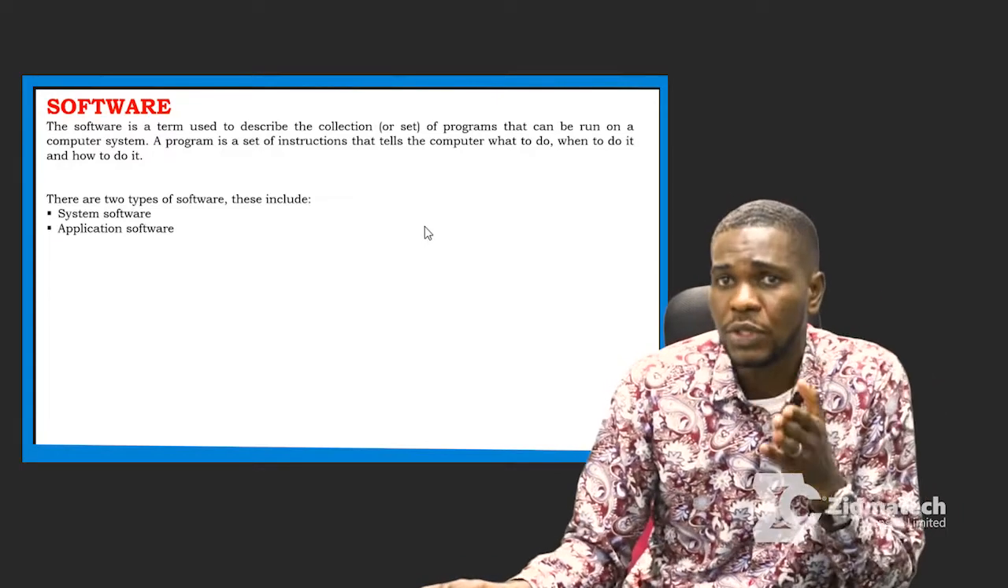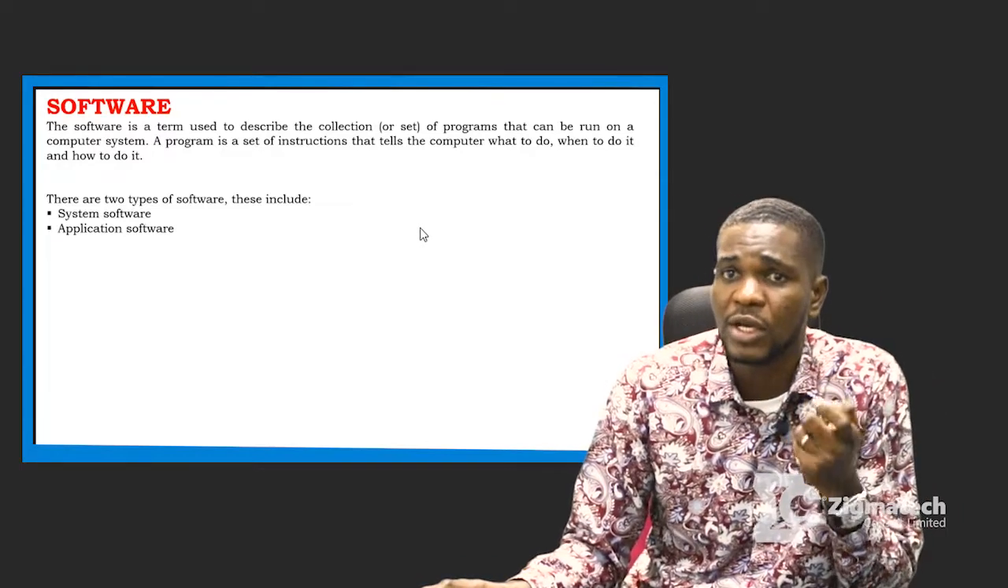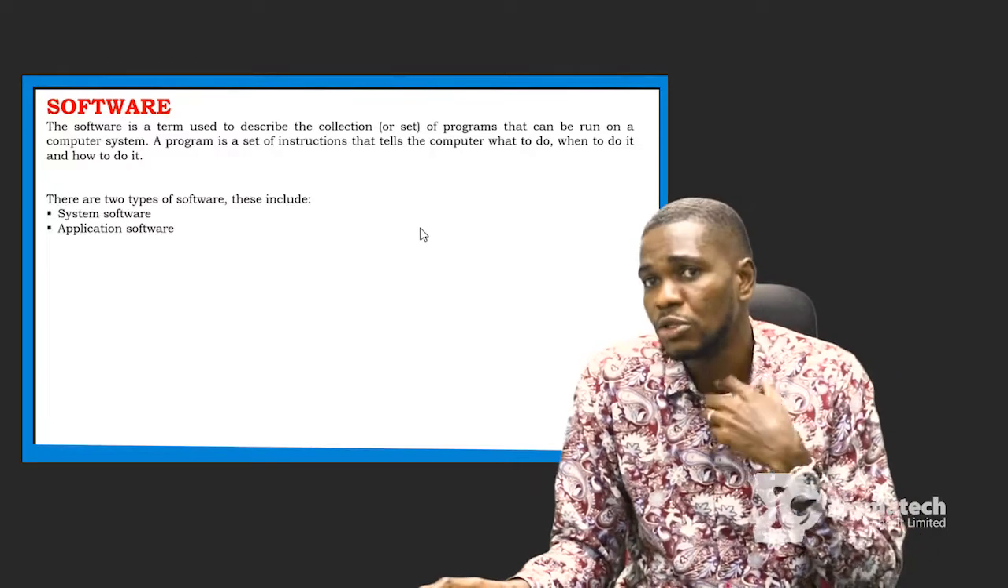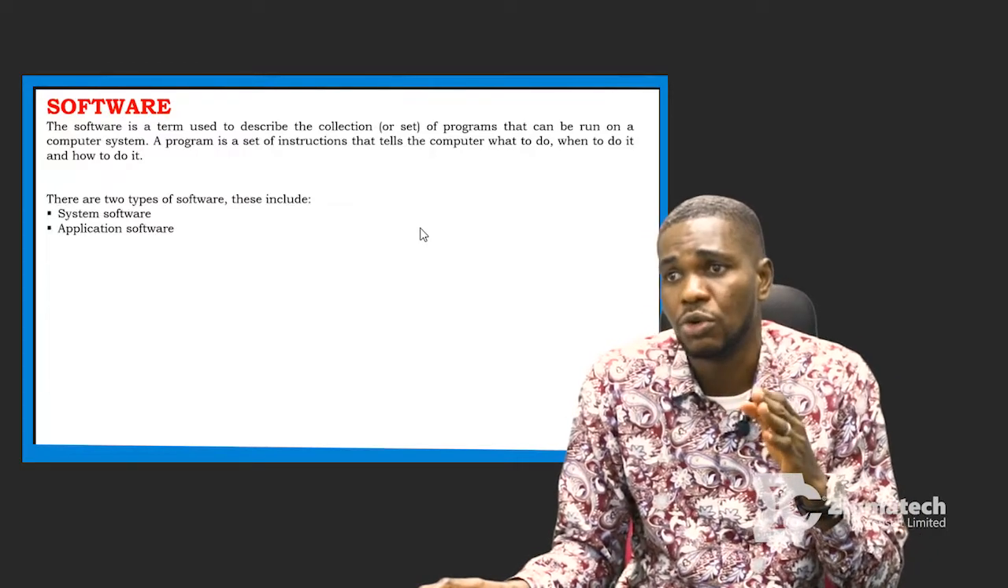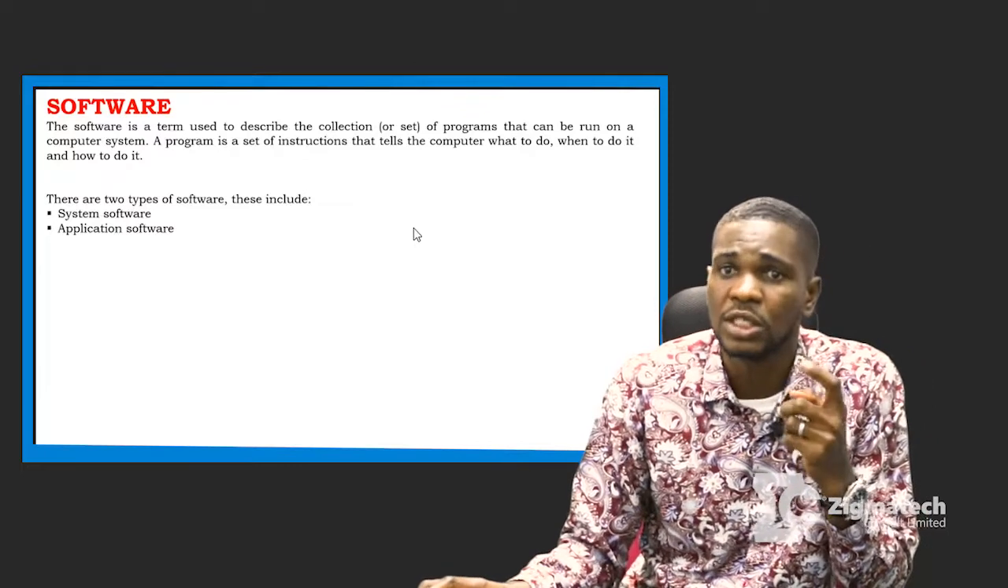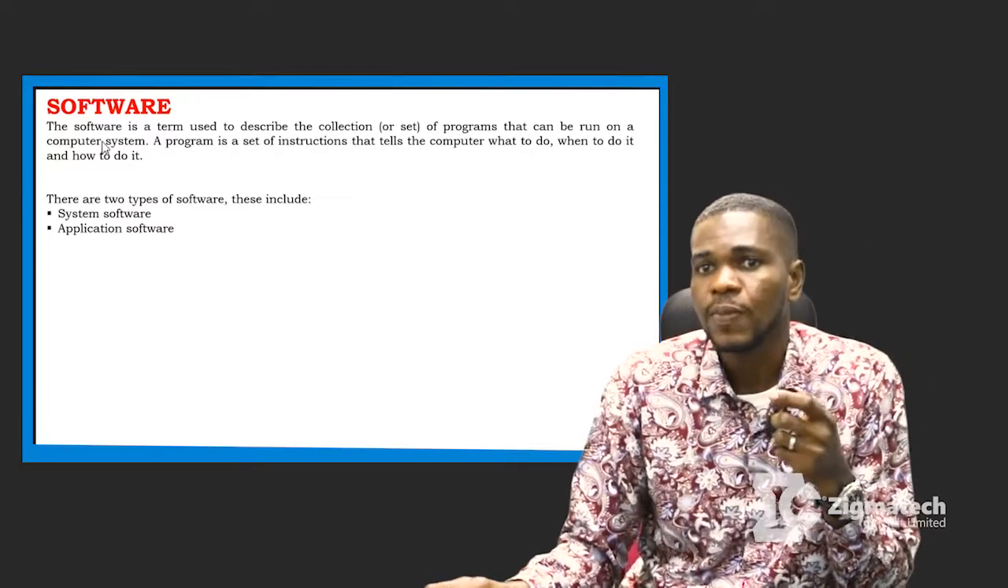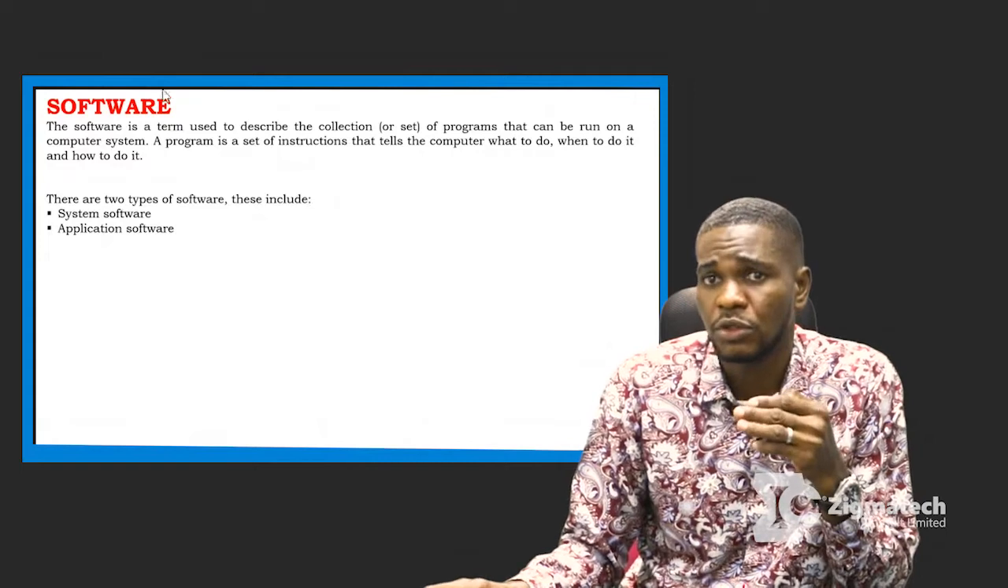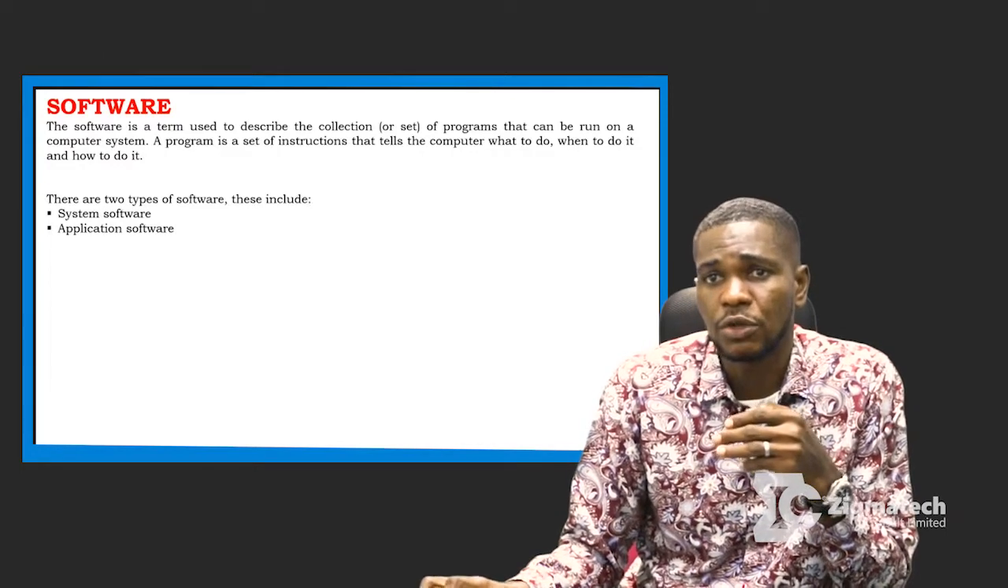And so computer software is broadly divided into two categories, which we look at in the course of this learning. The first one is the system software, and the second category is application software.